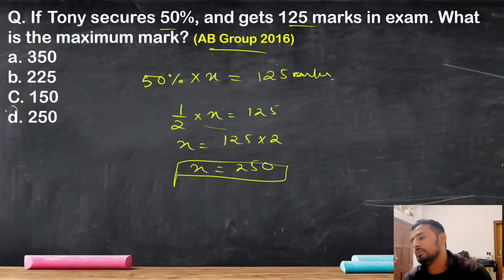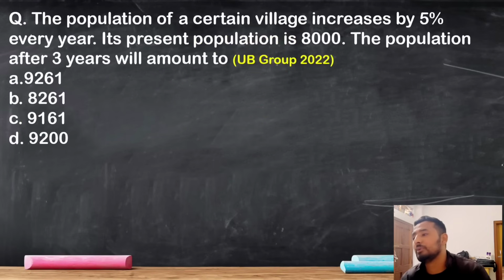Okay, option number D. We have already solved this one, but in that I've used the long method. This will be the correct answer. Okay, let's see next. Population. I told you this is a very important question.